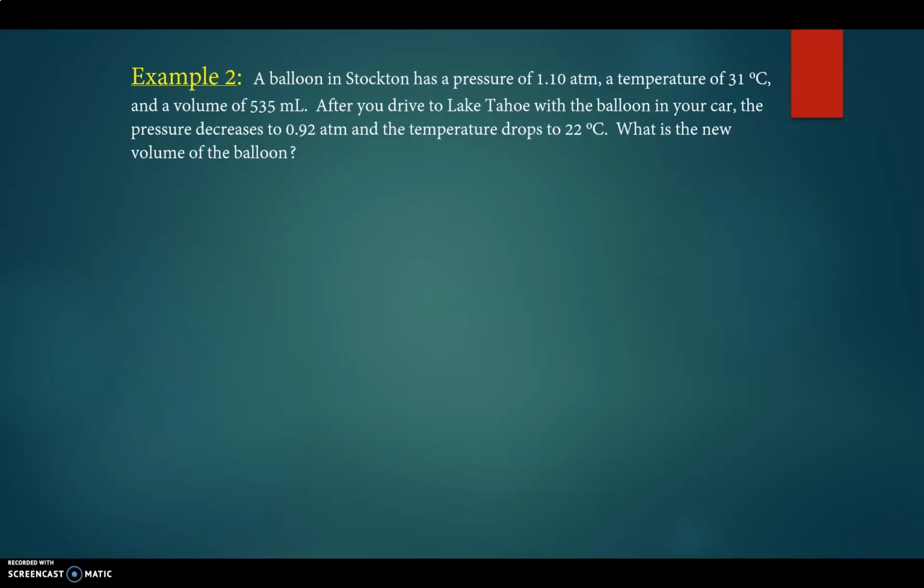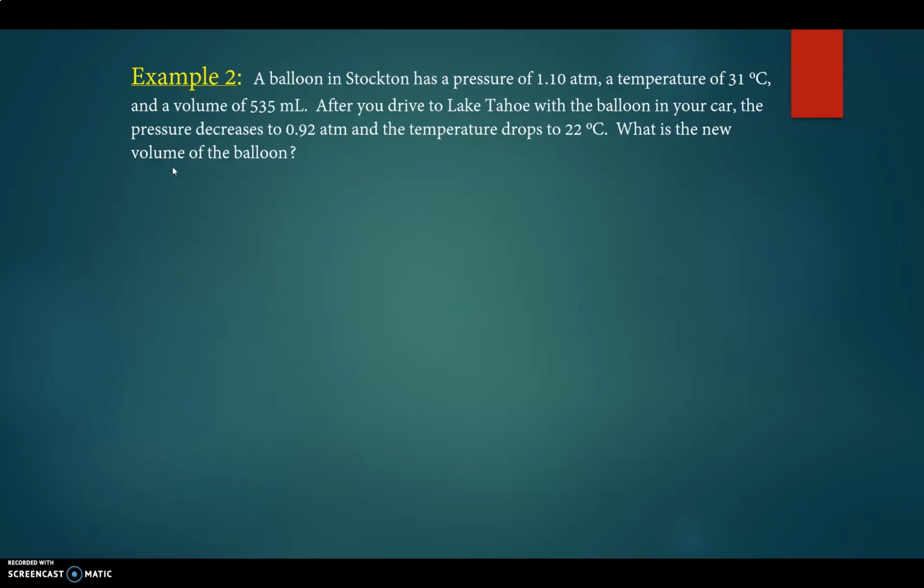All right, let's do another example problem here. This time we have a balloon which will start out in Stockton, and that balloon has a pressure of 1.1 atmospheres, a temperature of 31 degrees Celsius, and a volume of 535 milliliters. We're going to take a drive up to Lake Tahoe with our balloon, and by the time we get there, the pressure has dropped to 0.92 atmospheres and the temperature to 22 degrees Celsius, and we would like to find out what the new volume of the balloon will be.